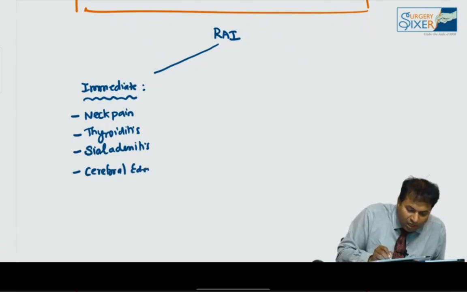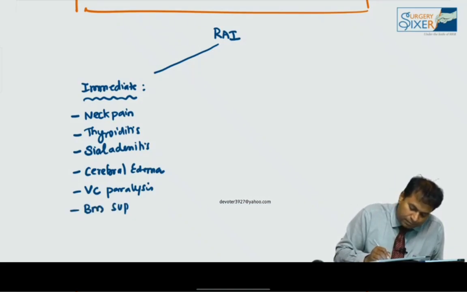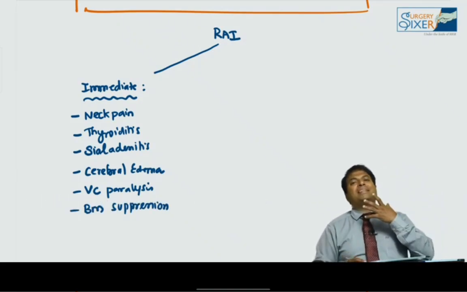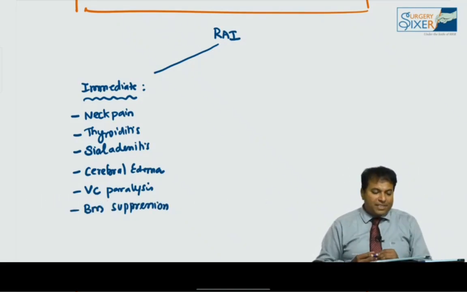because please remember, whatever structures are nearby, they all get affected. Like vocal cord paralysis and bone marrow suppression. These are all immediate side effects, and they will recover: neck pain, thyroiditis, sialadenitis, cerebral edema, vocal cord paralysis, bone marrow suppression.